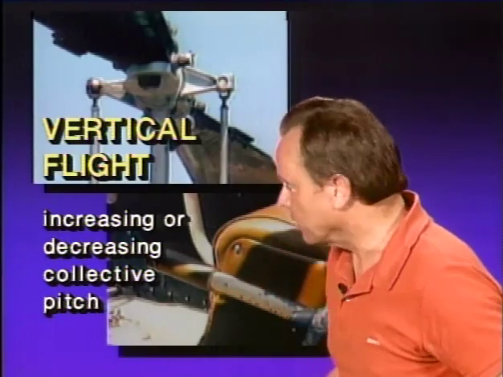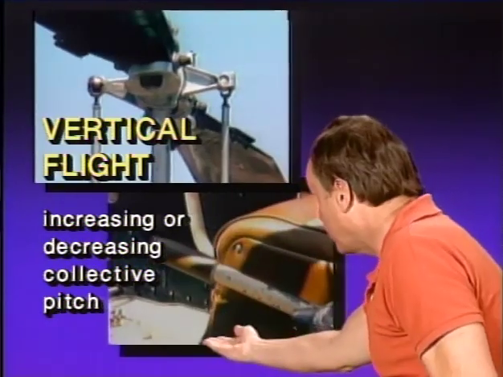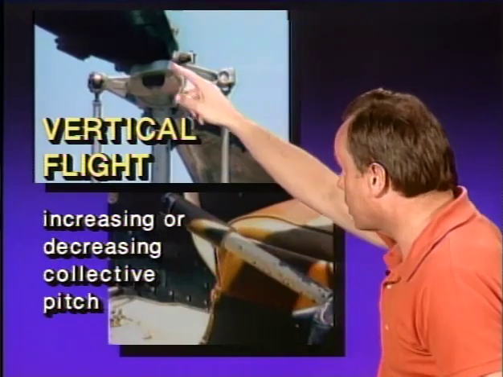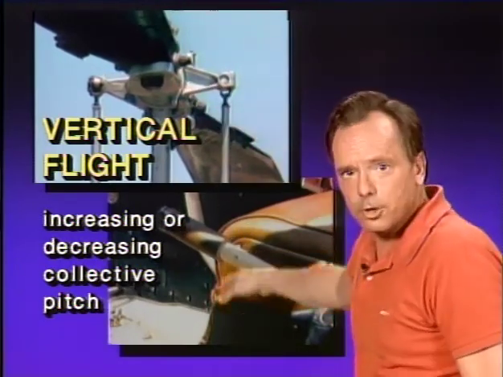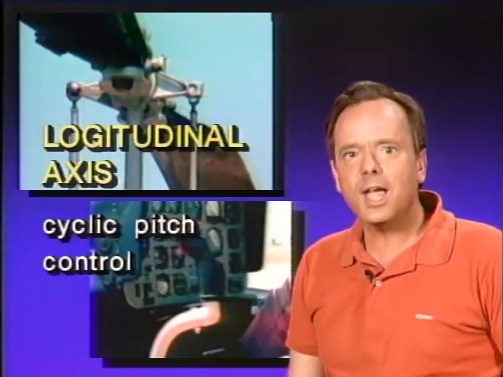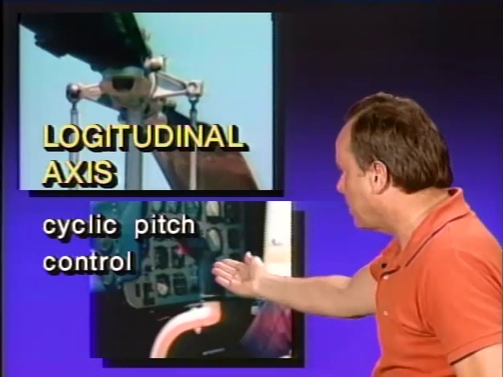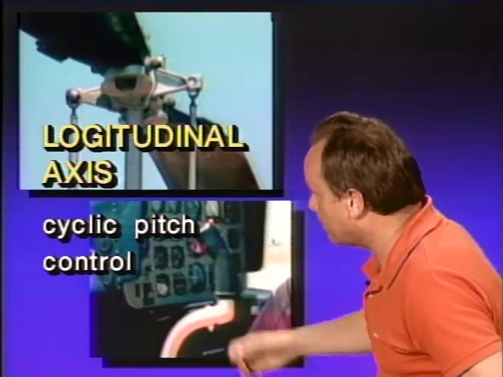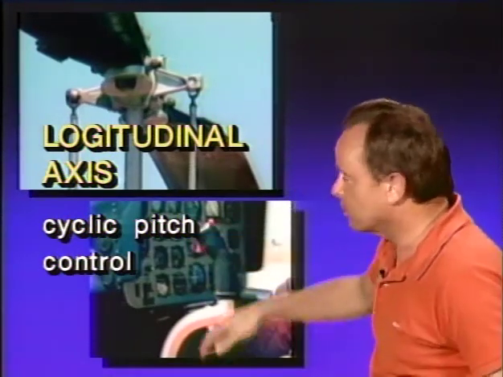Now let's take a look at what you need to know on the FAA written exam about the controls of a helicopter. They're going to ask you, how do you control the vertical flight of a helicopter? Well, you do that by increasing or decreasing the collective pitch, and therefore changing the pitch angle of the main rotor blades. They're also going to ask you, how do you control the movement about the longitudinal axis? Well, movement about the longitudinal axis is roll, and you do that with the cyclic control, or the cyclic pitch control. When you move the cyclic pitch control to the left, the helicopter wants to roll to the left.